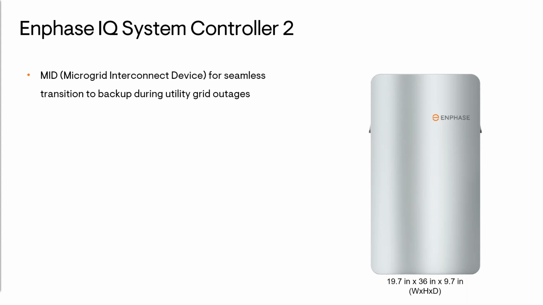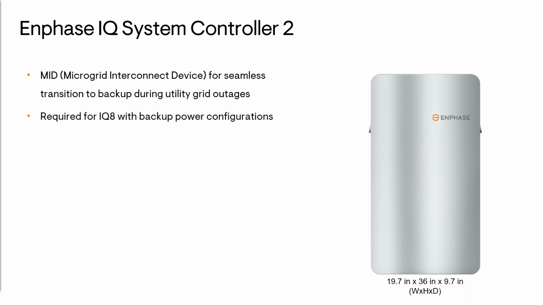Okay, so let's talk now about the IQ System Controller. It is essentially the hub of the system to which all power sources and electrical loads connect. Its primary function is to instantly disconnect the home from the utility grid if there's a grid outage. Therefore, it's a required component for any backup power configuration, even sunlight backup without batteries.